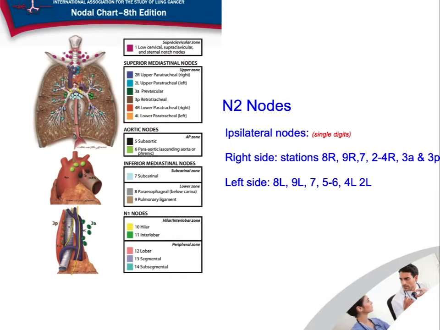Note that station 7 is a midline group, identical on both sides. In other words, there is no laterality. There is no right or left station 7. It's just one station. Also note there is no right station 5 and 6. So 5 and 6 denotes only left-sided nodes.